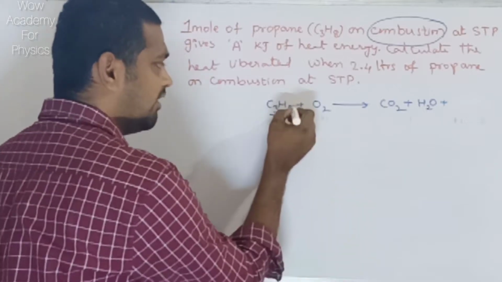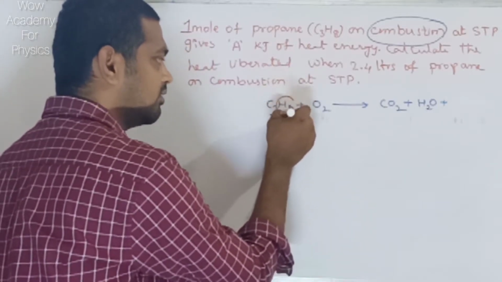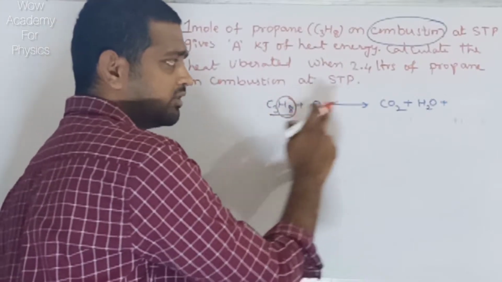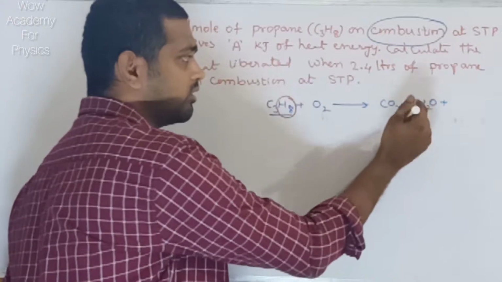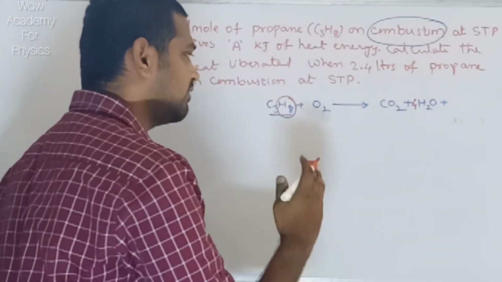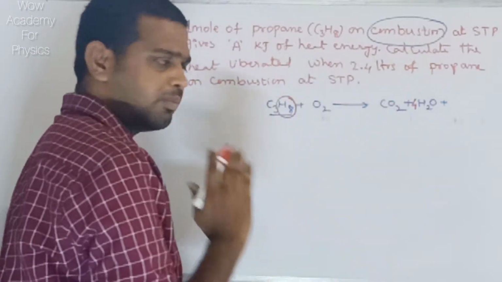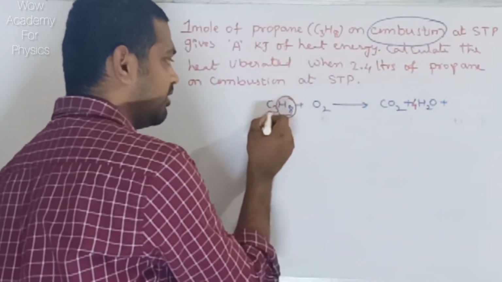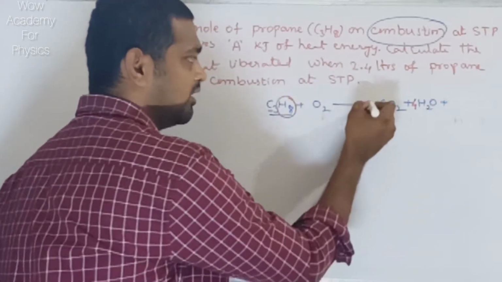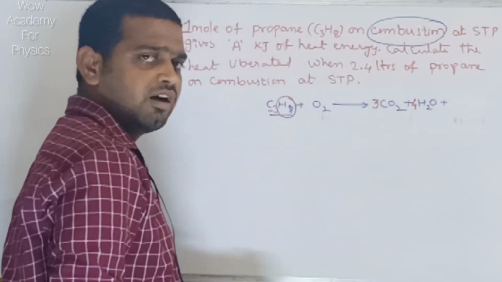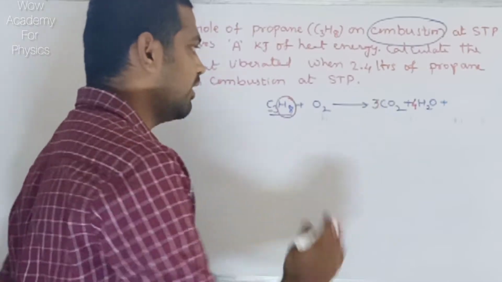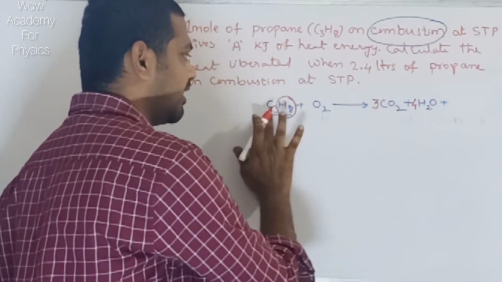I will use hydrogens to balance. On the reactant side we have 8 hydrogens. On the product side we have only 2 hydrogens. To balance that, I will make the formula units 4. By means of that, you get 8 hydrogens. Now the hydrogens are balanced. Coming to the carbons, 3 carbons are there on the reactant side, only 1 carbon on the product side. So I will make the formula unit of carbon dioxide on the product side 3. Now you have balanced carbon as well as hydrogen.